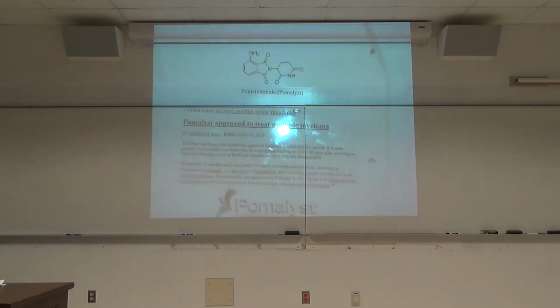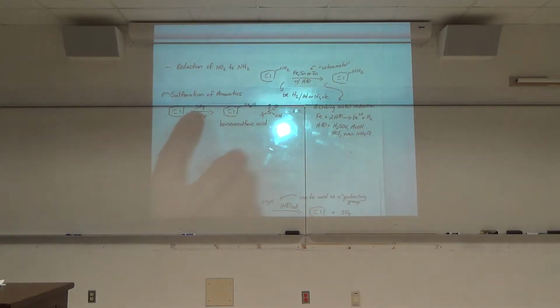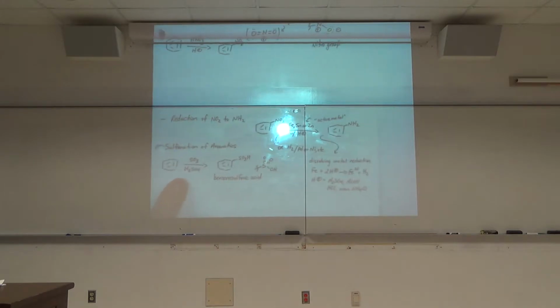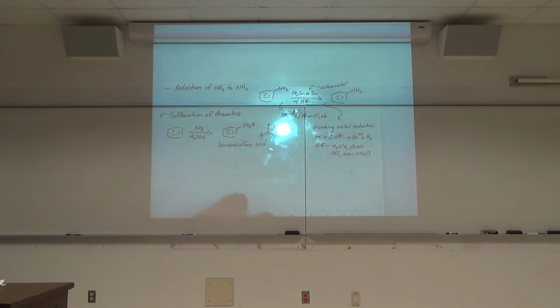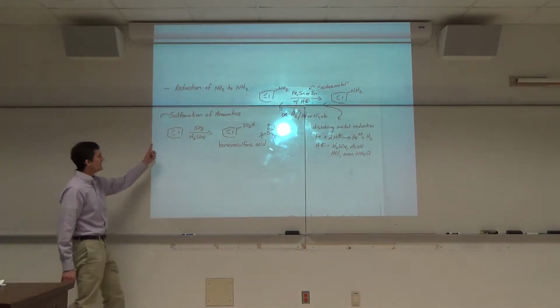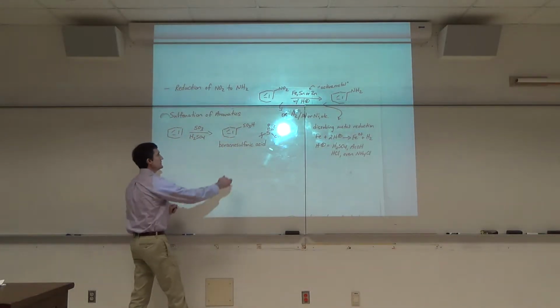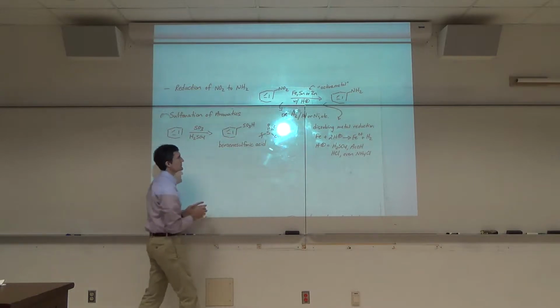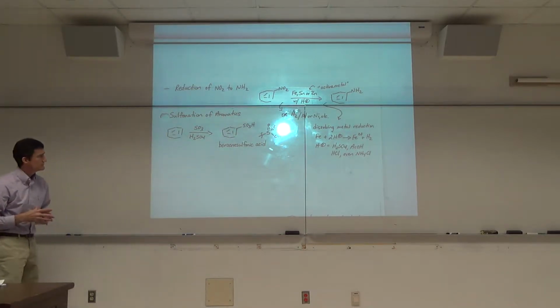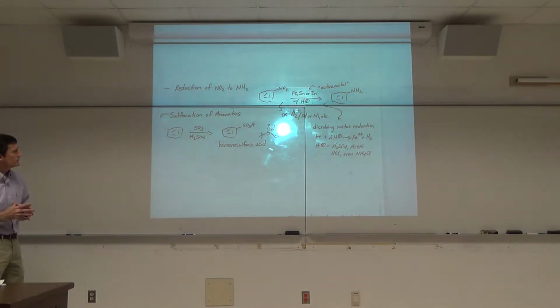Other substituents. Next reaction: sulfonation. Take benzene and you can put on a sulfonic acid. Okay, that's a condensed structure. Here's your true Lewis structure, called benzene sulfonic acid. You can do this with SO3 and sulfuric acid.